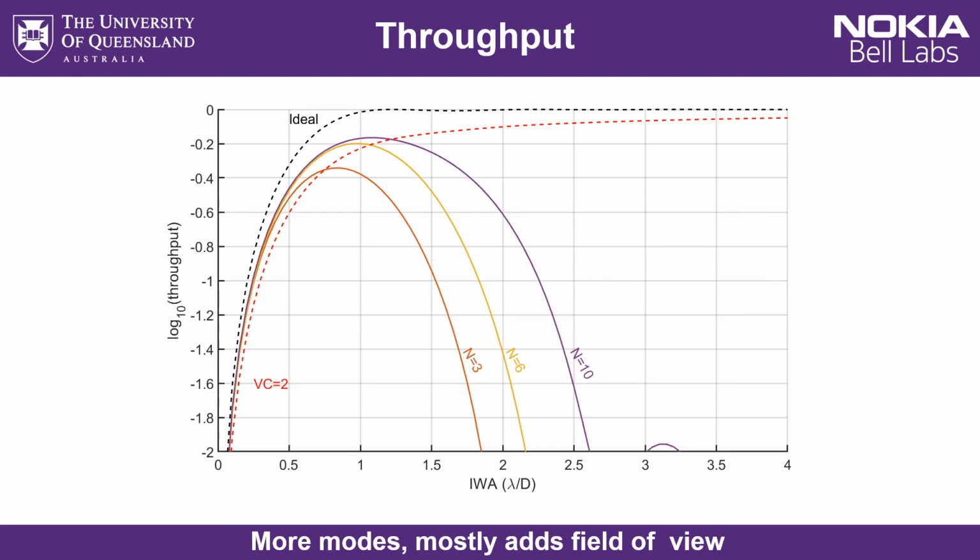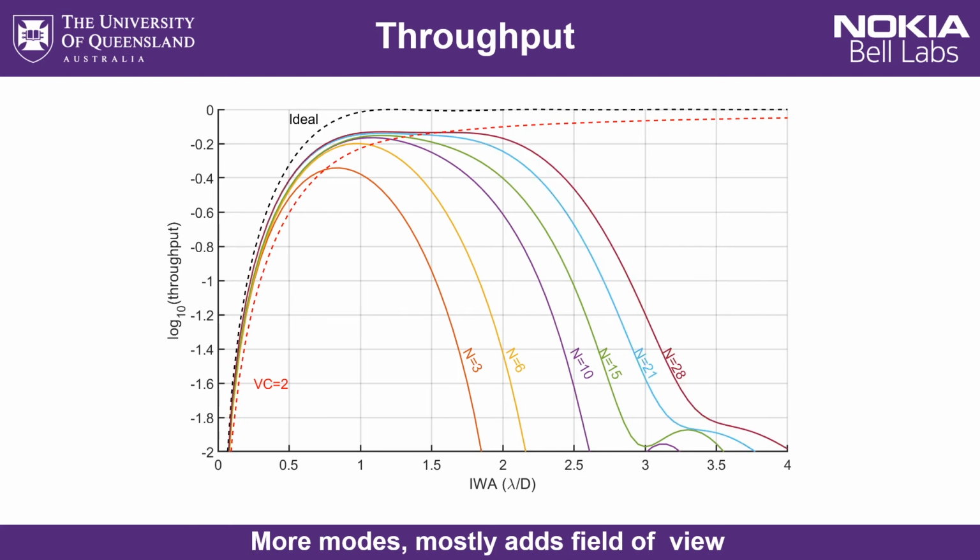Adding modes is mostly about increasing field of view. You gain the ability to operate over a wider angle space. To filter off those really close objects, you really just need those lower order modes because there's not much tilt across your pupil for those objects. They're coming in almost on axis. The azimuthal index, plus or minus 1, will resolve most of that.